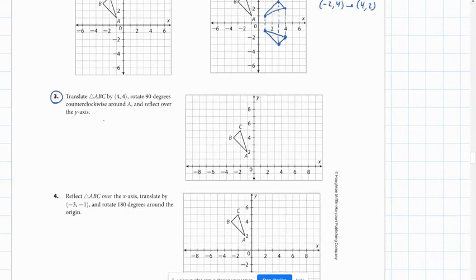Okay, so first they ask us to translate by the vector 4, 4, so that means every point is going to move right 4 and up 4. So point A would end up there, and point B, right 4, up 4 is here, and point C, right 4, up 4. Okay, so after our first transformation, it's there. And now the second part is to rotate 90 degrees counterclockwise about point A.